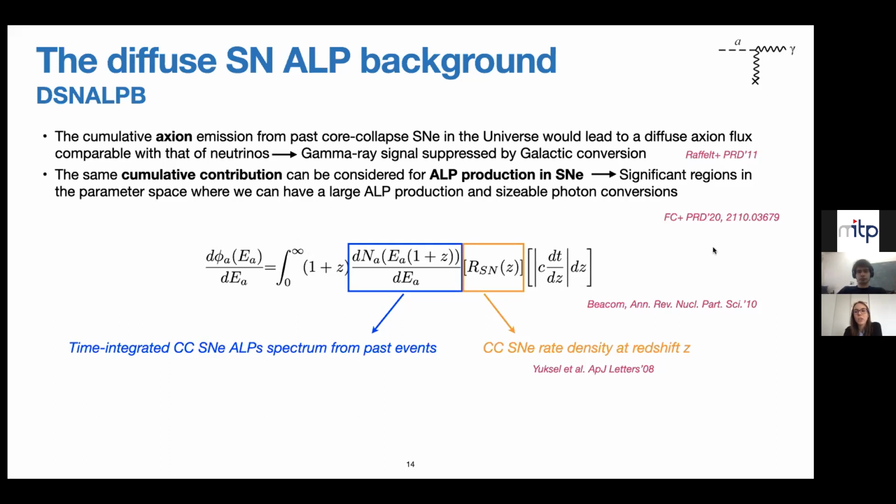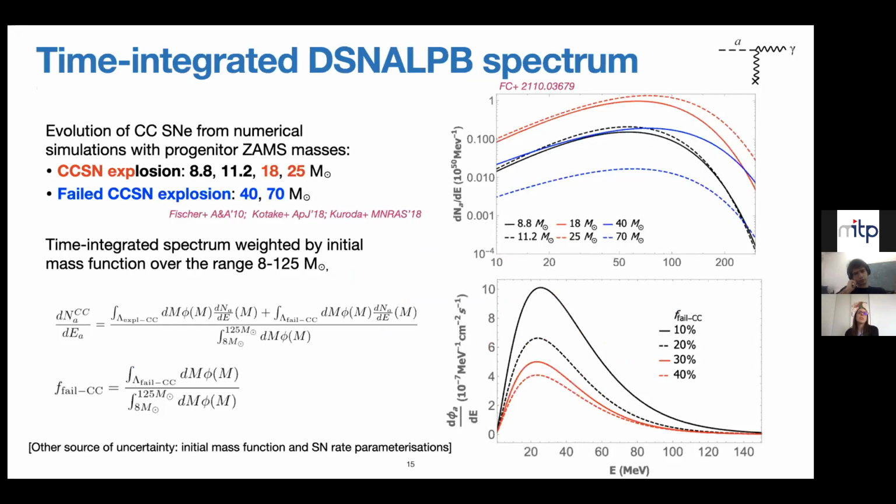So we have addressed this problem in two works, one led by Pierluca Carenza and one led by Christopher Eckner and Francesco Calore, trying to refine the analysis of this type of signal and to set constraints with Fermi-LAT data. As for the time-integrated spectrum, what we have done was to go beyond the approximation that was used until recently, of using only one progenitor mass for the supernova core-collapse event. We had several simulations that we exploited in different mass ranges. Part of them lead to a successful core-collapse explosion, but we also included the modeling of the so-called failed core-collapse explosion, which leads to the formation of black holes, as Georg also explained yesterday.